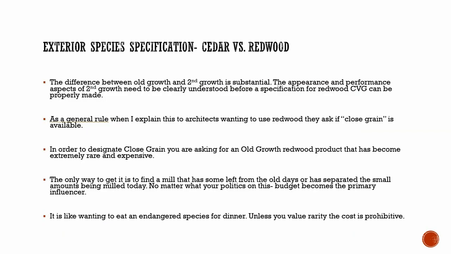Now, the difference between old growth and second and third growth is substantial. And every time I say that, architects will say, well, can you still get the old stuff? And the answer is yeah. I mean, there's some old timers that are sitting on it. There's some guys that have a little bit of old growth sparse throughout their inventory. And you can get it from reclaimed timbers and stuff. So there's ways to get the old growth. But it becomes a matter of value proposition, okay?